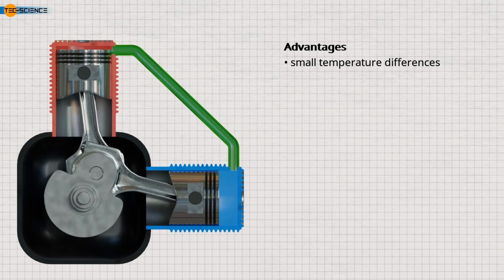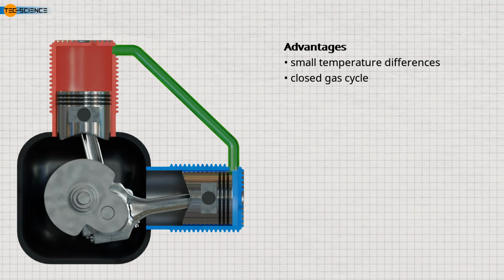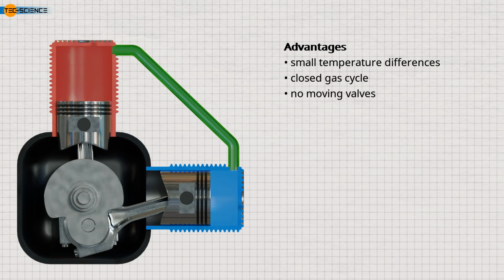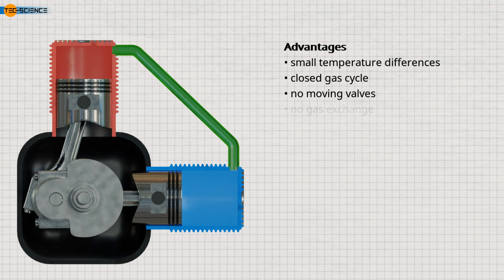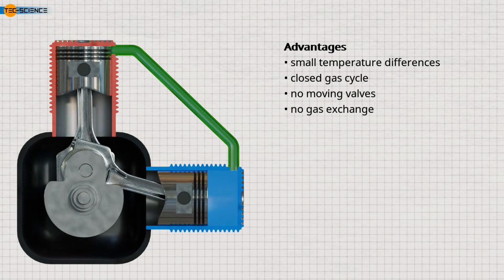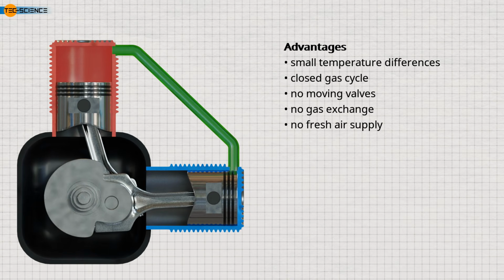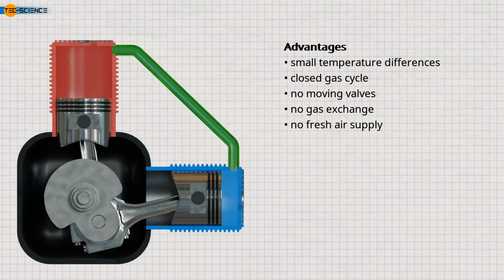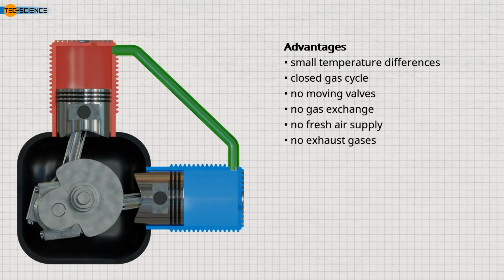Another advantage of the Stirling engine is its closed gas cycle. Unlike internal combustion engines, there are no moving valves because there is no need to exchange the working gas. This eliminates the need for a gas exchange process, which in a four-stroke engine would involve idling. As a result, there is no requirement for a fresh air supply, which is necessary for combustion in petrol or diesel engines. This also means that no environmentally harmful exhaust gases are produced.